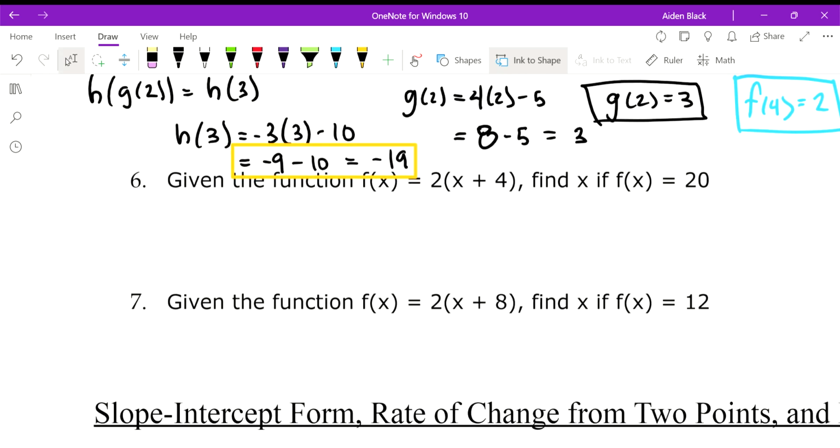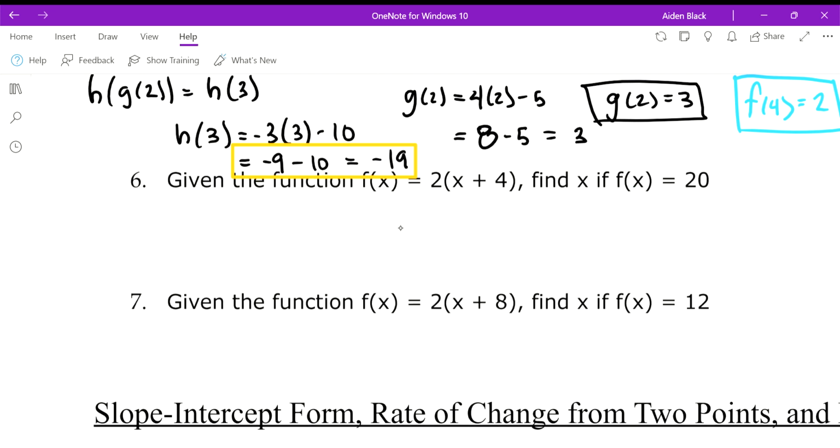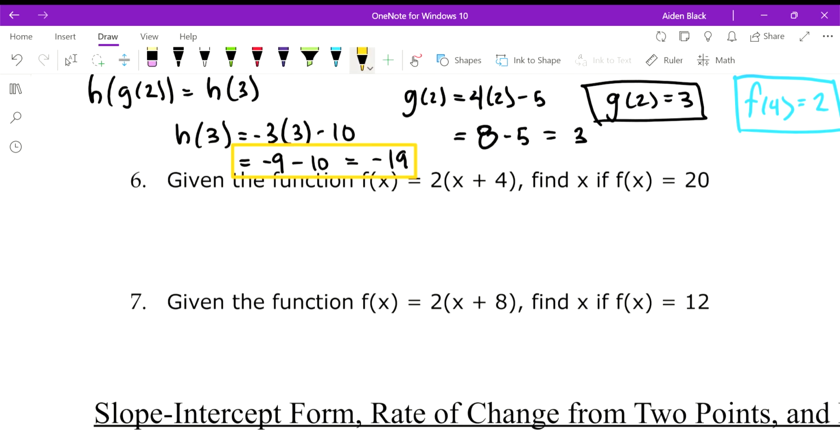Given the function f of x is equal to 2 times (x plus 4), find x if f of x equals 20. So instead of plugging in a value for x, what we're doing with this question is letting f of x equal 20. So instead of writing f of something, we just write 20. 20 equals 2 times (x plus 4). So that's what this is saying. Find the x value if f of x equals 20.